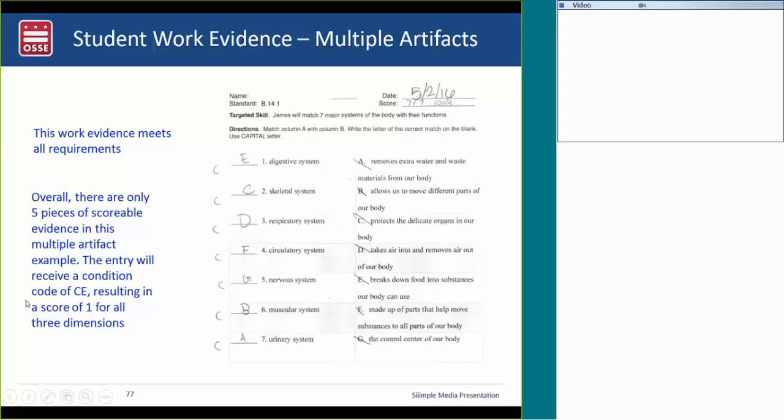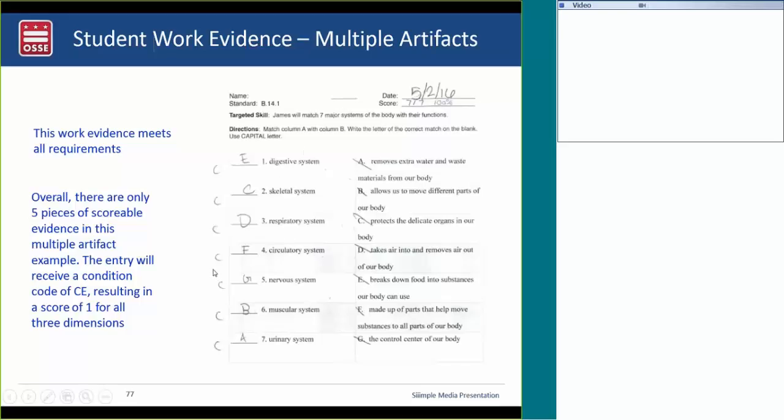So we wind up with a condition code and the entry scores a one for all three dimensions. That's why it's so important that you cross the T's and dot the I's. That's why we're asking you to have two reviewers look at that materials checklist to make sure all the T's are crossed and I's are dotted.